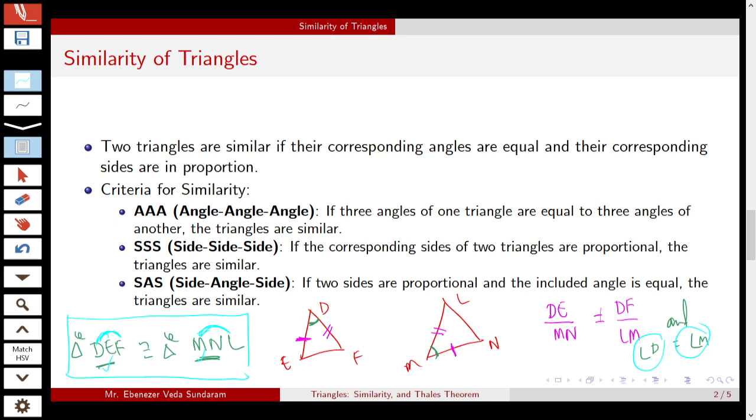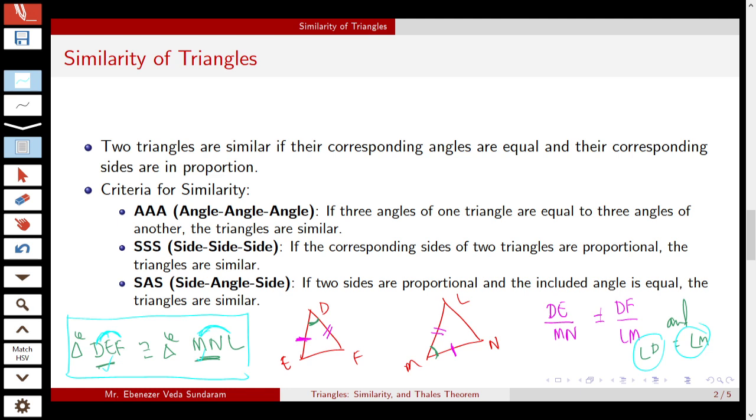Yep. So I hope this gives you at least a small understanding of similarity of triangles, and in the next video we'll be solving some nice problems on similarity of triangles. But in conclusion, what we have learned today is these 3 criteria: the AAA criterion for saying two triangles are similar, the SSS criterion, and the SAS criterion.